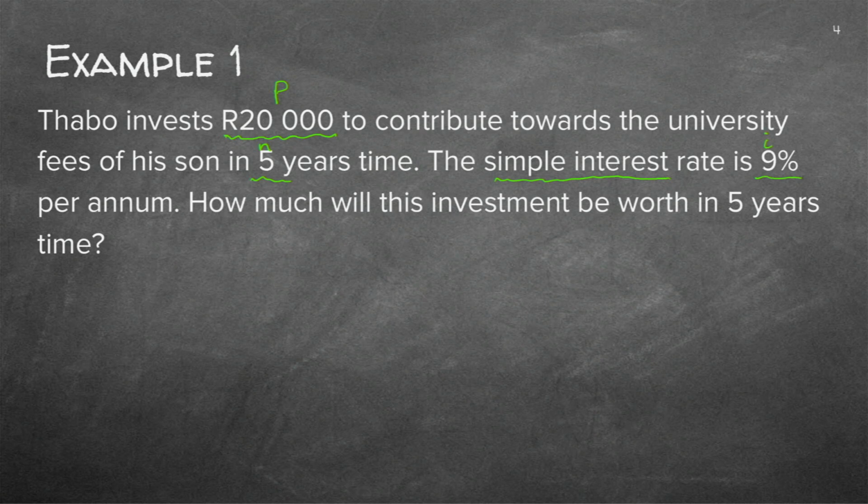Now you can see the 9% is in a percentage format. So that means 9 over 100, which we do not like at all. So when we write it down, we're going to write 0.09. We'll get to that just now, per annum. How much will the investment be worth in 5 years' time in the future? So what will the end amount be? So we're going to make a question mark and say the end amount.